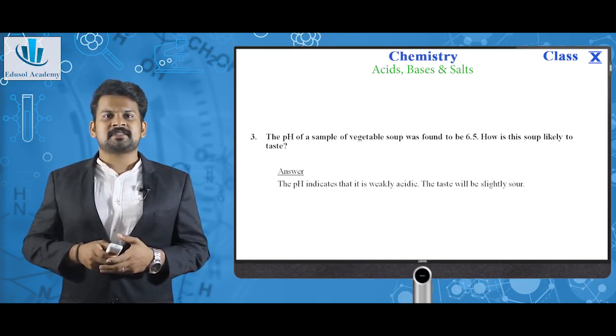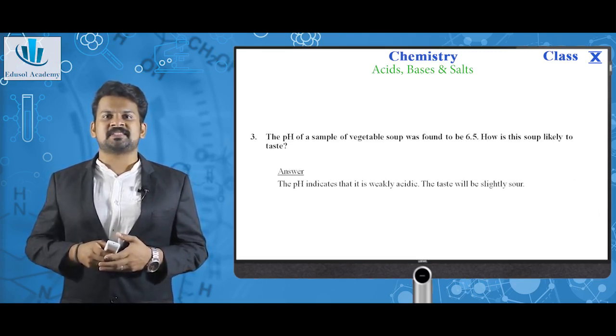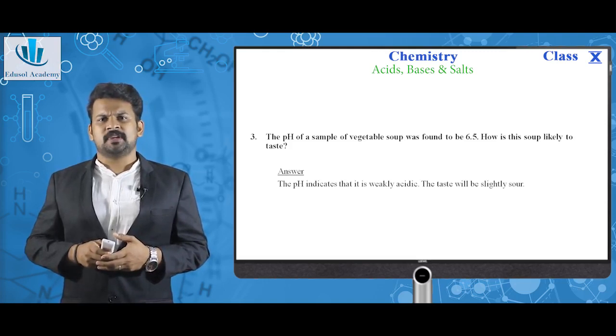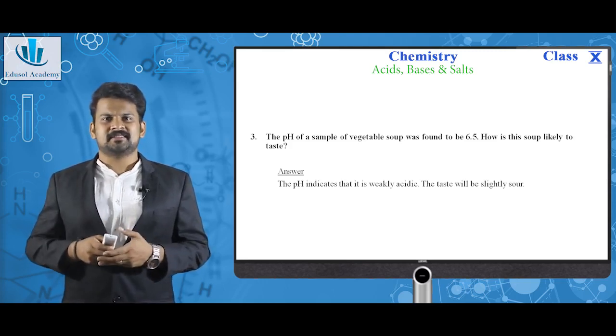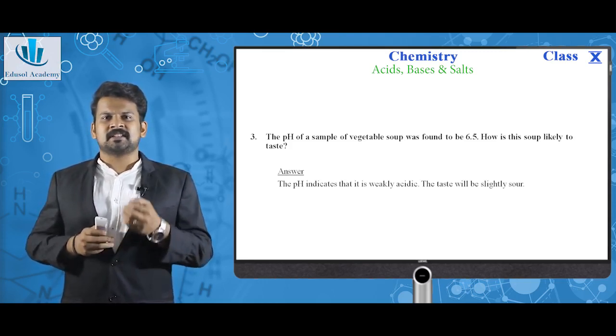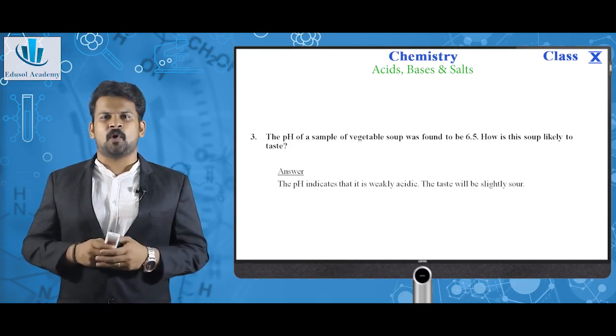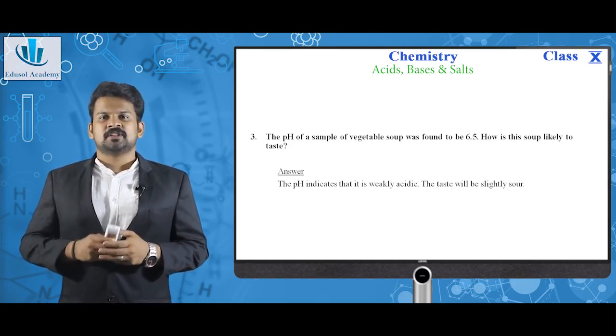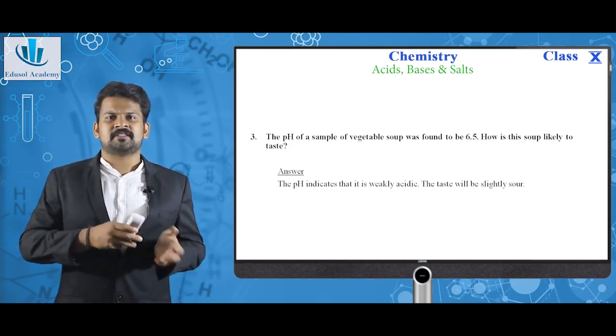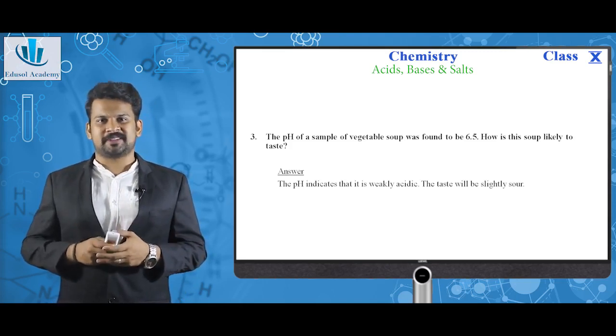The pH of a sample of vegetable soup was found to be 6.5. How is this soup likely to taste? A pH of 6.5 means it is below 7. On the pH scale, 7 means neutral, and below 7 is acidic. 6.5 means the soup is weakly acidic. So since it is an acidic substance, it will taste slightly sour.